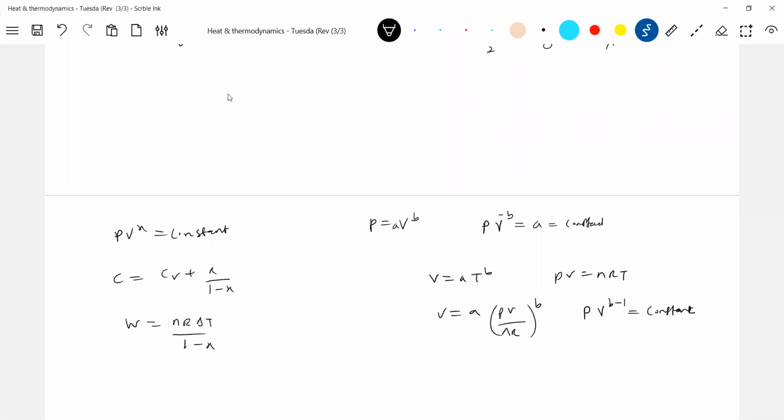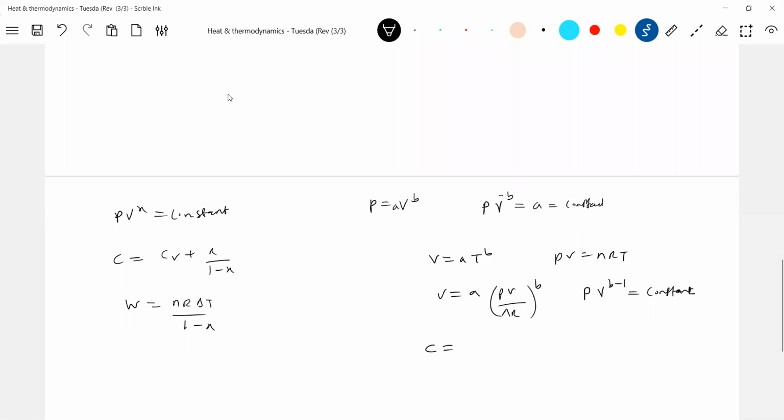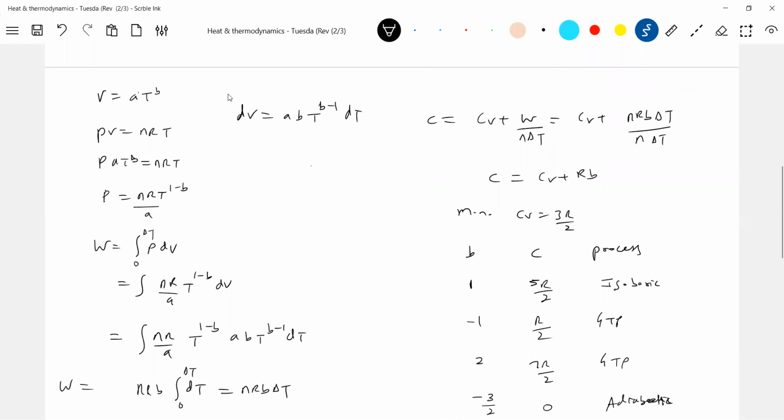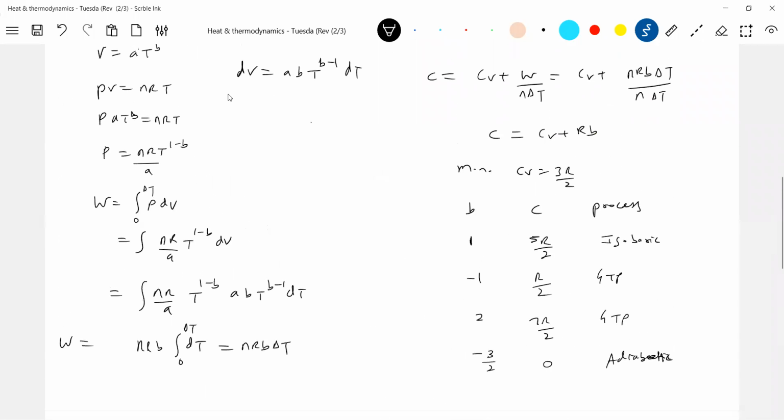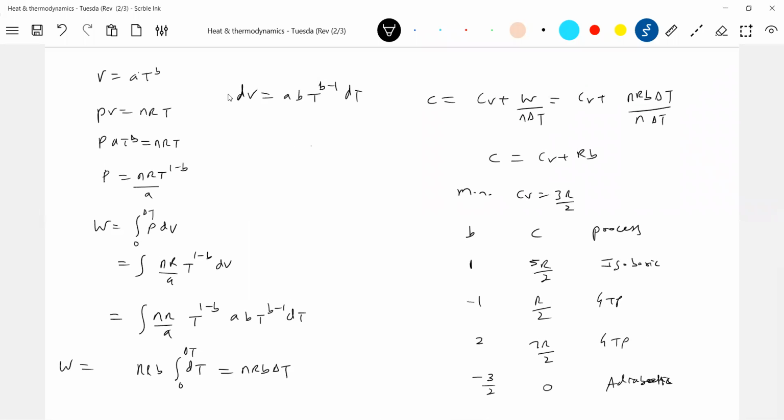Now, you have it like this. So in place of X, what should I write? B minus 1, no? So I'll directly bring the answer. You'll see this: CV plus R. In place of X, B minus 1 should be there. So what is this? Everything will become molar heat capacity. Let's check this. This particular formula only I brought: C equals CV plus R by B.